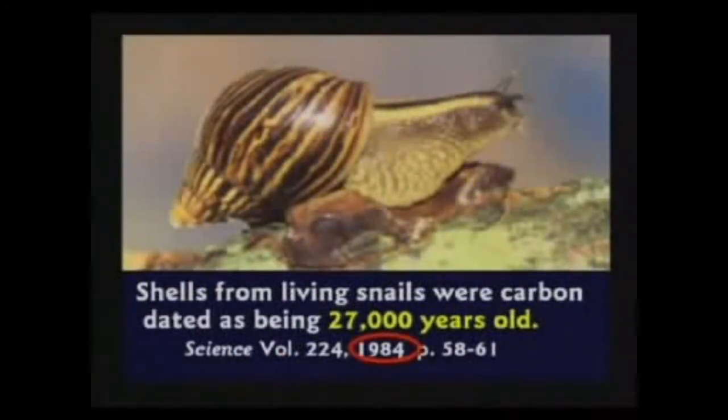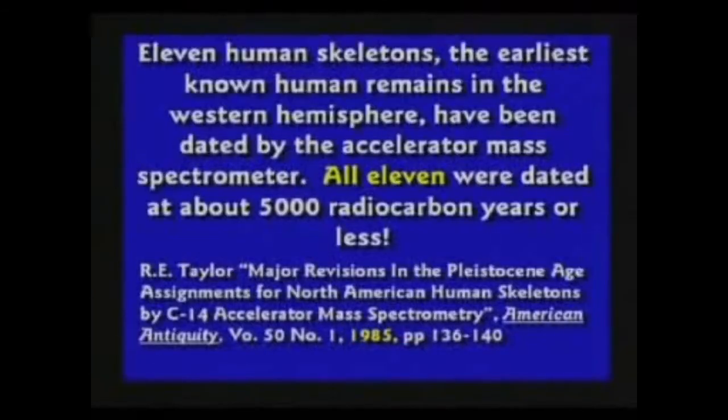Still not working. 1984, shells from living snails were carbon dated at 27,000 years old. Still not working. 1985, they took 11 human skeletons, the earliest known human remains in the Western Hemisphere, and they were carbon dated, or dated by accelerator mass spectrometer. All 11 dated 5,000 radiocarbon years or less. Here these things are supposed to be 250,000 years old or something. It's not working in 1985.